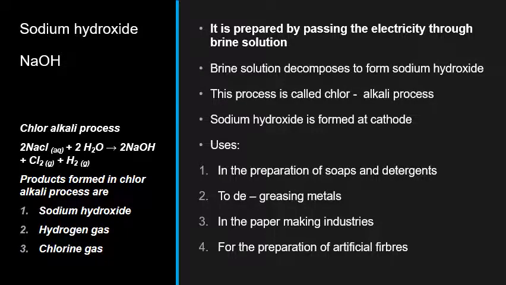So how is it formed? Which process? Chlor-alkali process. Sodium hydroxide is formed at cathode or anode? Cathode. What is the process called? Chlor-alkali process. Just recollect, what is the brine solution? Yes, aqueous sodium chloride is called brine solution. What is formed in the chlor-alkali process? Sodium hydroxide, hydrogen gas, chlorine gas. We'll go through the uses one by one.